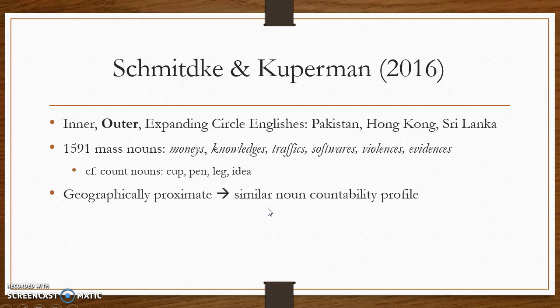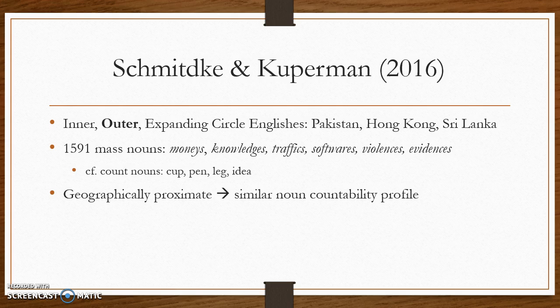An exemplar study that exemplifies the trends of corpus linguistics, especially in language education, is Schmidtke and Cooperman's article from this year. In it, they investigated the use of mass nouns in outer circle countries. By an outer circle English country, I mean a country where the use of English has been institutionally recognized, but it is not the L1 of the speakers there, such as the case in Hong Kong, Sri Lanka, or Pakistan. In this study, Schmidtke and Cooperman investigated mass nouns that are pluralized.